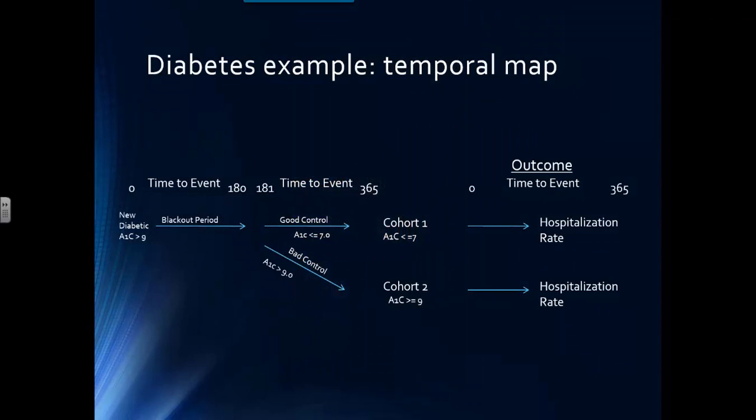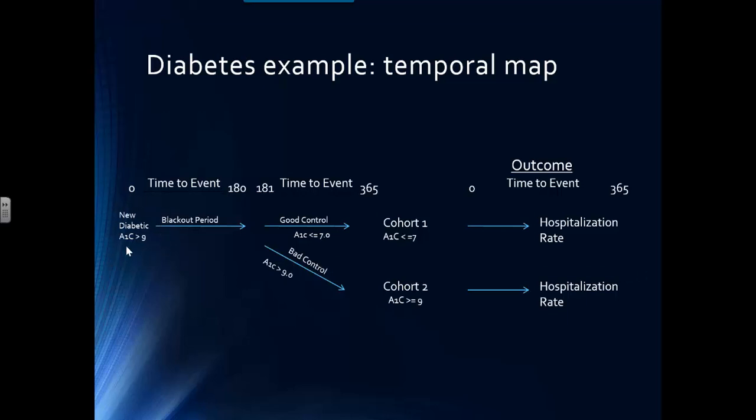In this challenge, we're going to ask you to take a look at hospitalization rates after patients were in treatment for a period of time. Let's look at the temporal map. In Clinical Looking Glass, whenever you think about a problem, you have to sketch out the temporal map. We're going to start out with a group of diabetics.